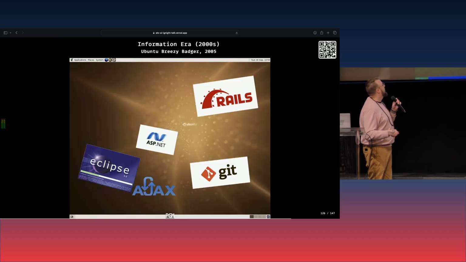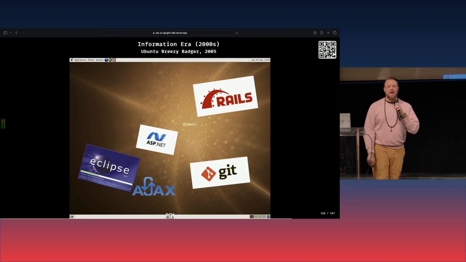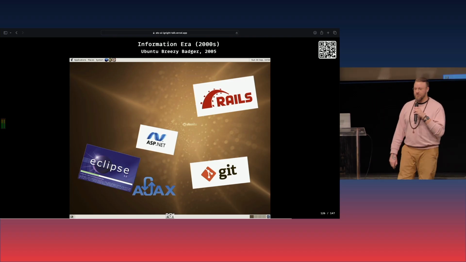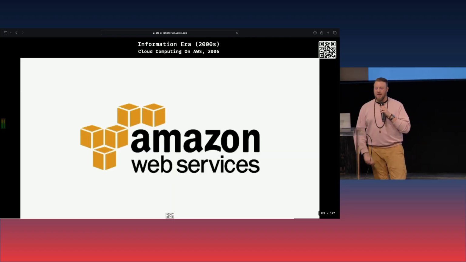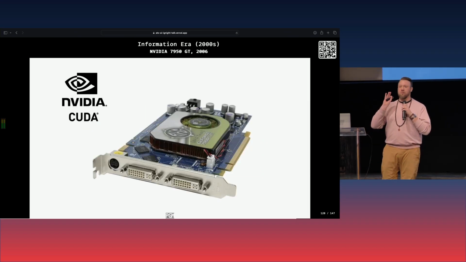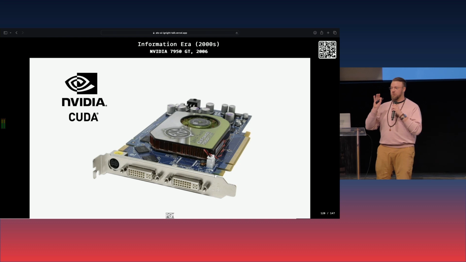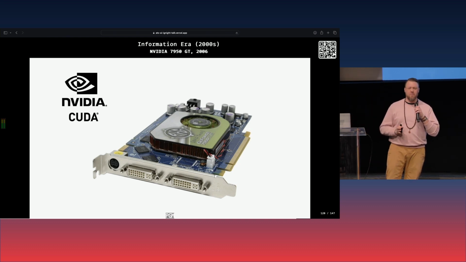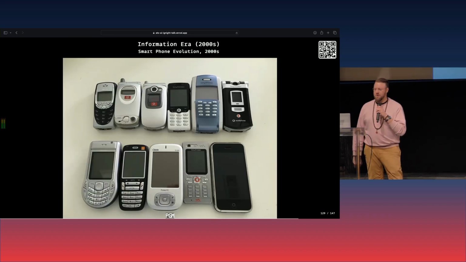That doesn't look right. Yeah, that looks a lot better. Yeah, that's nice. Ubuntu Breezy Badger. This was my daily driver operating system, 2005. Amazon AWS, 2006. The NVIDIA CUDA, you could actually write compute level instructions to a GPU, and you didn't have to use obscure vertex shader oriented programming libraries to do compute on a GPU.